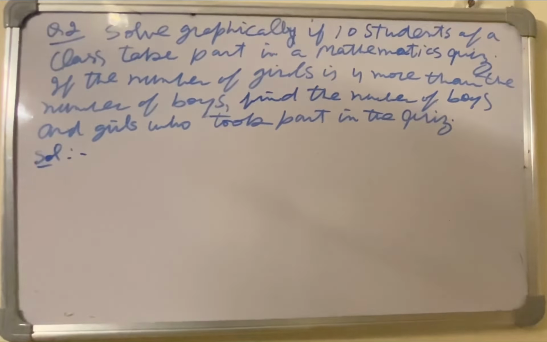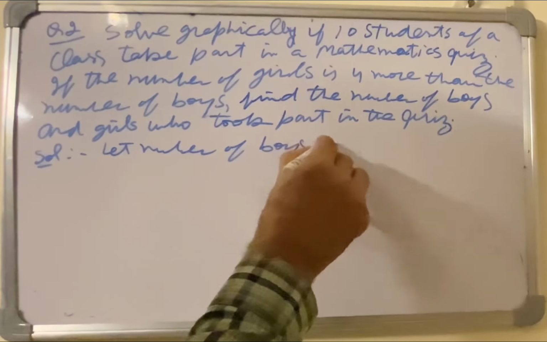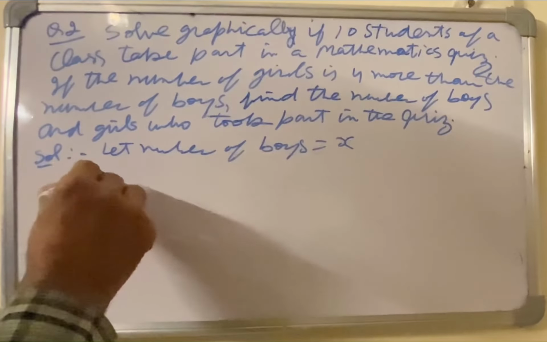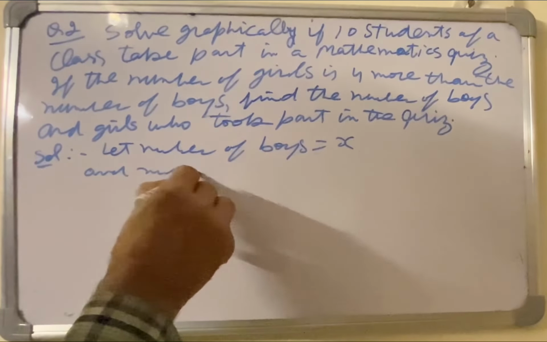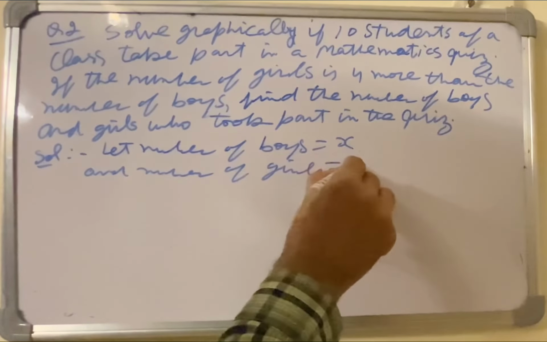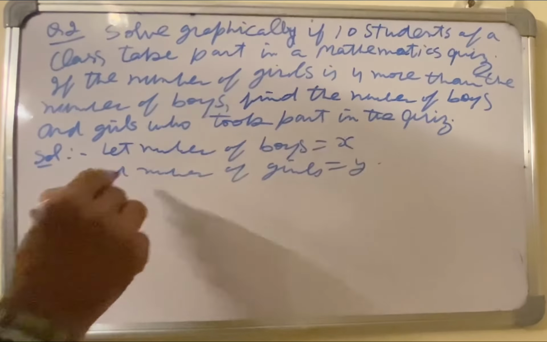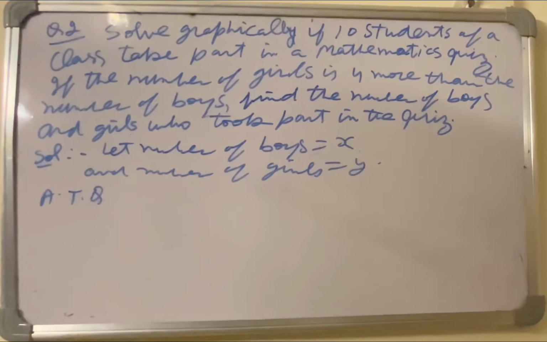Let the number of boys be x and the number of girls be equal to y. According to the question, the total students in the class is 10.